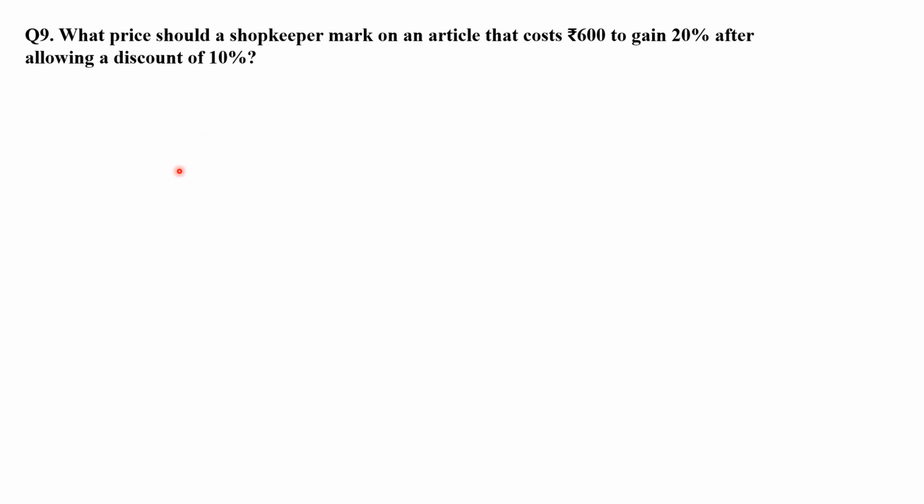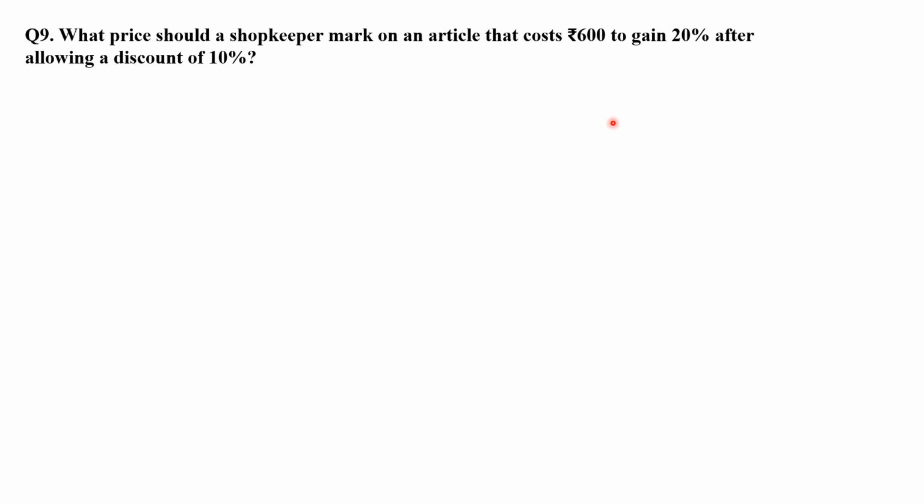And then discount percent is given, and what you have to find? You have to find the marked price. Now marked price you can find only if you know the discount and you know the selling price, but here selling price is not given. So your first aim is to find the selling price of the article.